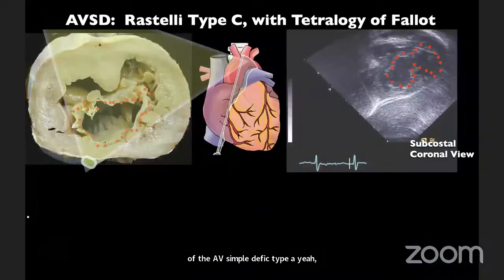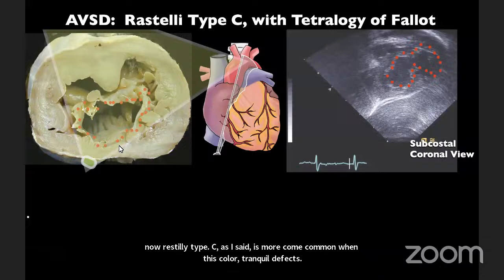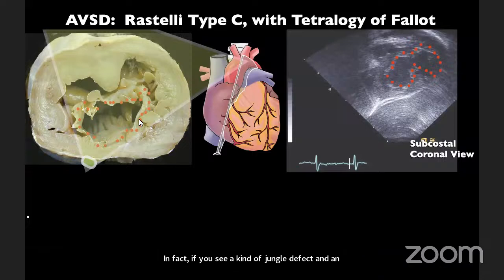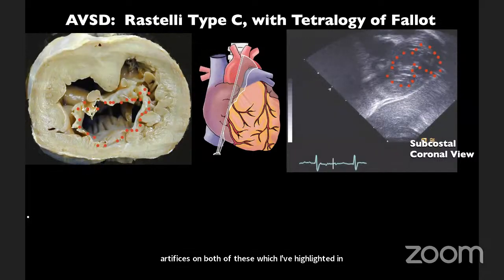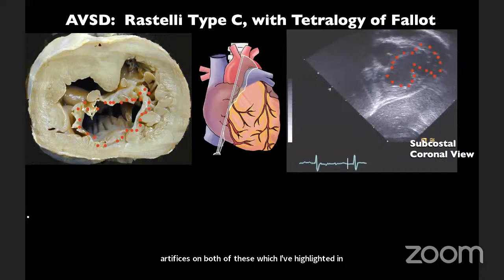Now, Rastelli type C, as I said, is more common when there's conotruncal defects. In fact, if you see a conotruncal defect and an AV septal defect, you can almost assume that it's a type C of Rastelli. And here you can see the bridging leaflet attaching between the right and the left ventricles. Looking from below, there's the primary septum crest over here, so the big ventricular communication across here. And you can see the valve orifices on both of these, which I've highlighted in red. And now I'll show you that with the orifice in red.